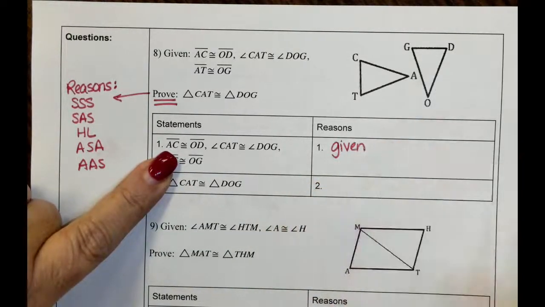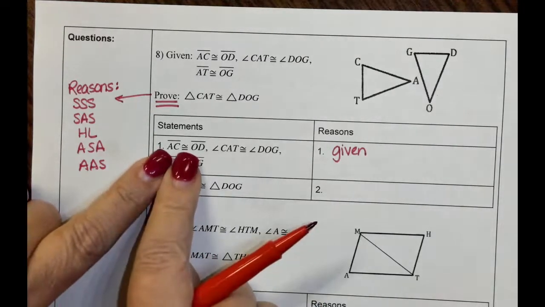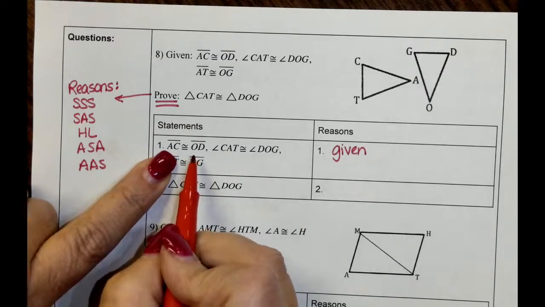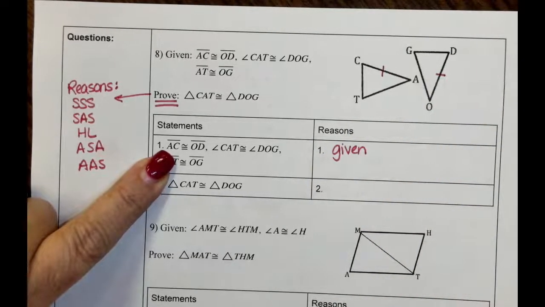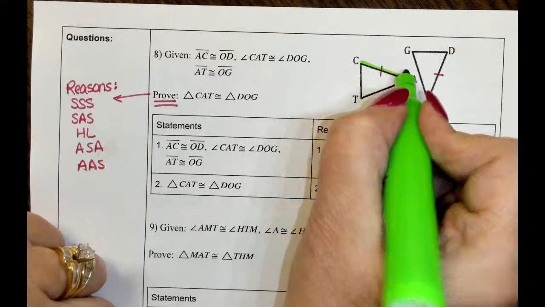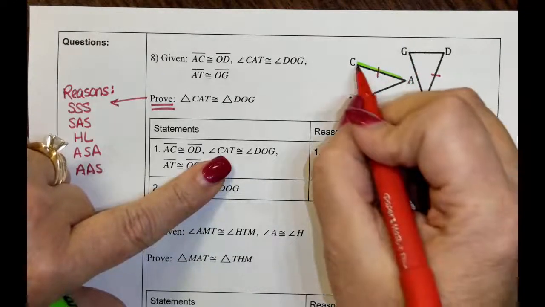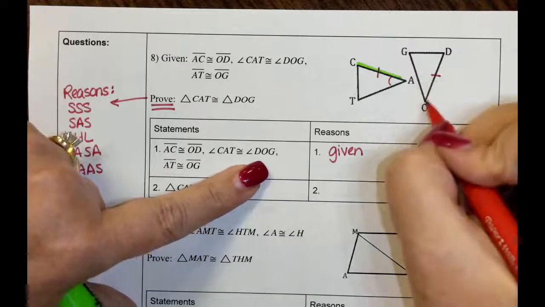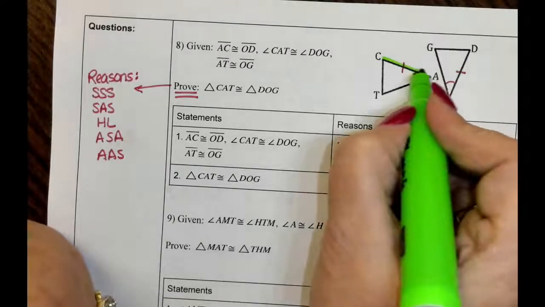So let's go up. You always want to mark everything. This is where it ties to what we did before. I know that AC is congruent to OD. That was given information. So just like we did before, I'm going to mark it on one picture. I'm going to highlight it. It says angle CAT is congruent to angle DOG. Those two angles are congruent, so I'm going to highlight those two pieces whenever they have a match.